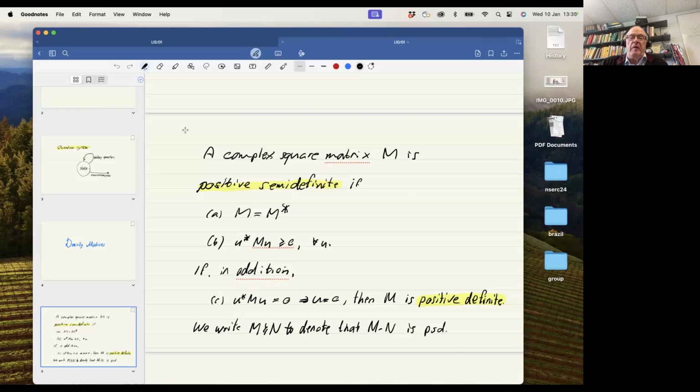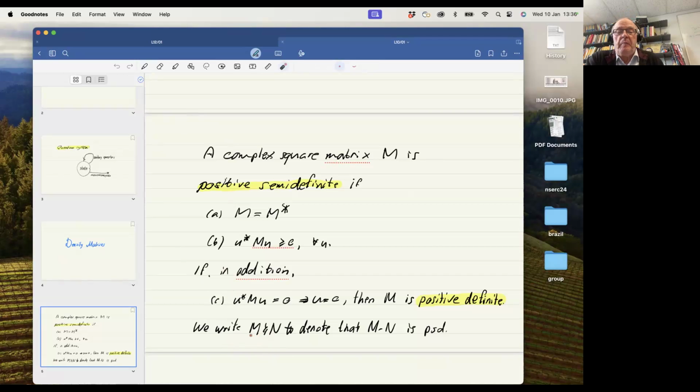Now, a warning about terminology, the physicists use the word positive in place of positive semi-definite. And so I'm not quite sure what they do when they have a positive definite matrix or when they have a real matrix whose entries are positive. But a physicist, when they talk about a positive matrix, will normally mean positive semi-definite. Now, I'm going to use the curly brackets there to indicate that the difference of M and N is positive semi-definite.